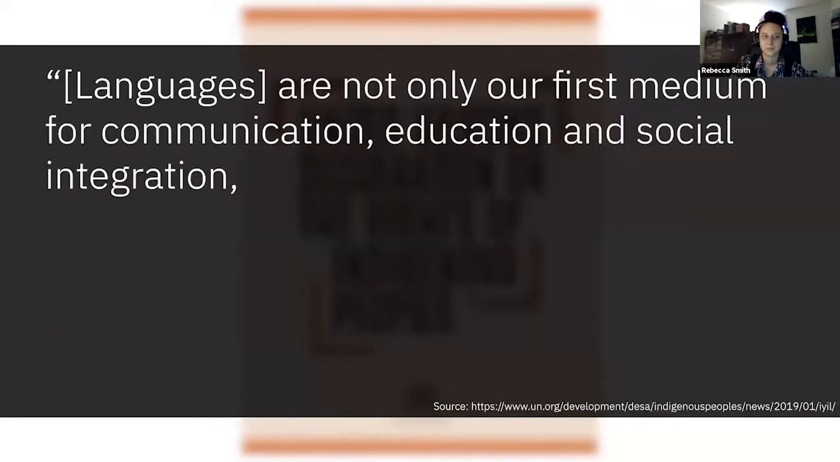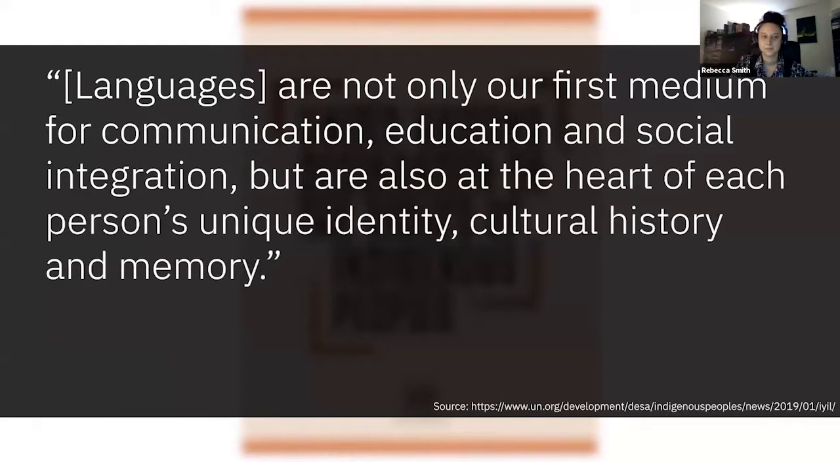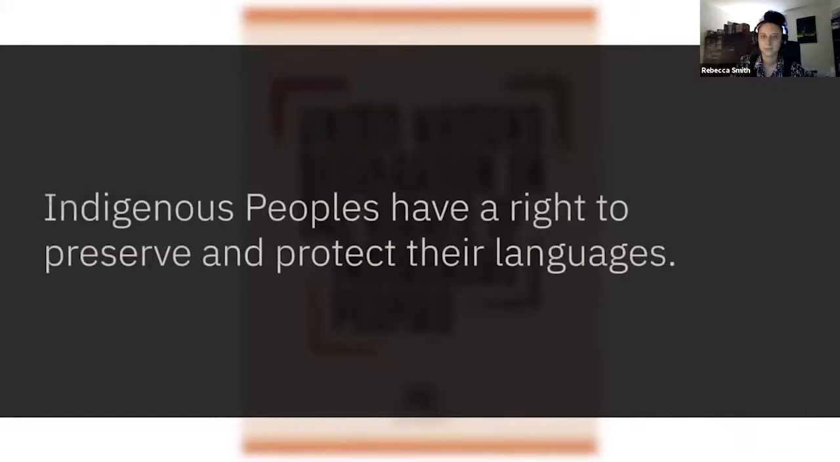The UN states that languages are not only our first medium for communication, education, and social integration, but are also at the heart of each person's unique identity, cultural history, and memory. In other words, this means that our languages are a part of who we are, and the UN states that Indigenous peoples have a right to preserve and protect their languages.